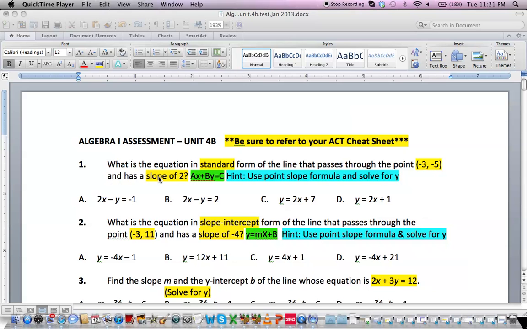-5 and has a slope of 2. Standard form formula is ax plus by equals c. Here's a small hint. Use the point slope formula. Okay, find the point slope formula on your ACT cheat sheet.